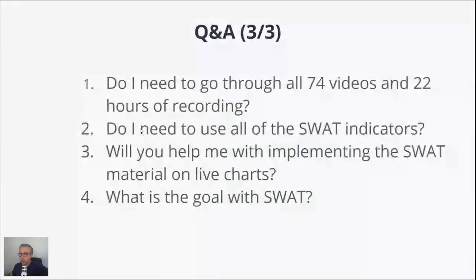You do not need to go through all 70 videos. You do not need to use all the SWAT indicators. And I will help with the SWAT material in live, with the live webinars. We have 2 live webinars per week. The goal with SWAT is to simplify the entry methods in a way that gives me and traders confidence with the entries. It might not be the simplest way ever, but to me, it definitely makes it simpler to find entries. It gives me also the confidence to take those trades.